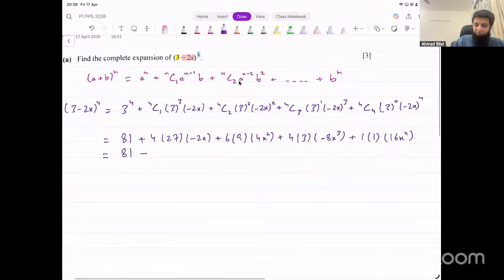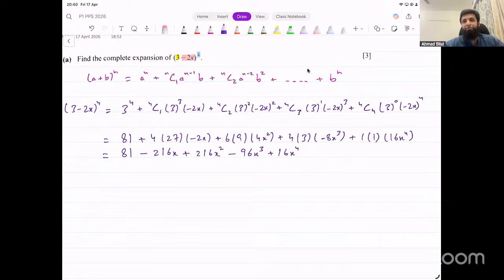81 minus, what's this? 108 into 2, that will be 216, right? Can somebody please confirm this as well? 216, and then the next one, 6 into 9 is 54. 54 into 4, that's also 216. 216x squared minus 12 times 8, that's 96x cubed, and then 16x raised to power 4. That's the complete expansion that we're looking for.